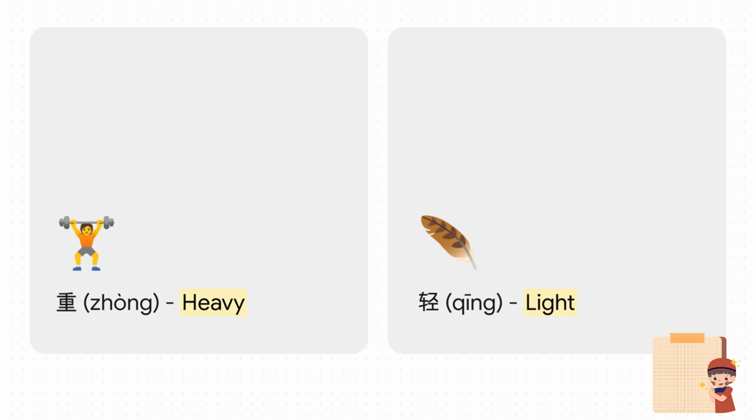And of course, we've got to talk about weight. A big box of books is chong, heavy. A single feather is qing, light. This is another one of those absolutely essential pairs for your physical description toolkit.